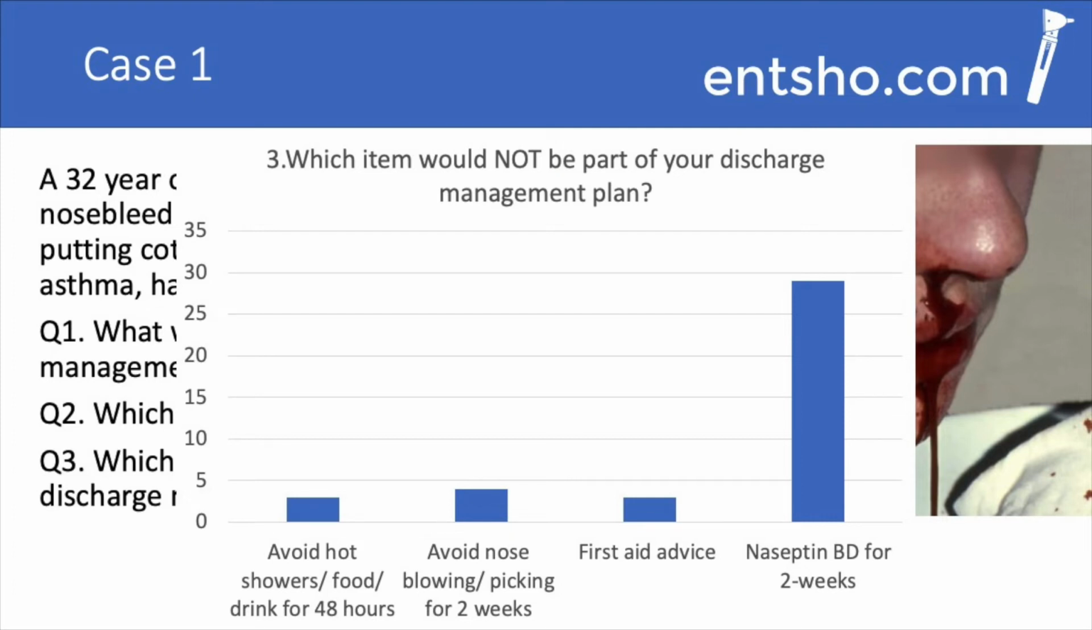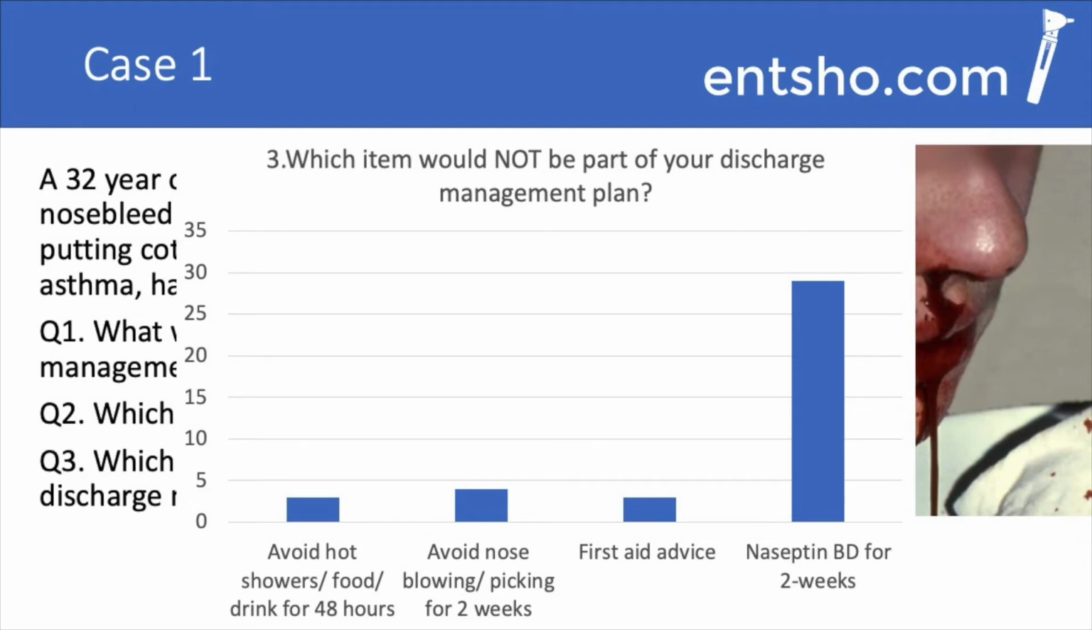And then in terms of what wouldn't be your discharge management plan, again a bit of a trick question, but essentially just hammering home, always ask about peanut allergies. As three quarters of you said, you don't want to give someone with a peanut allergy Naseptin to take home. Alternatives would be Bactroban, like we talked about, or other antiseptic creams.